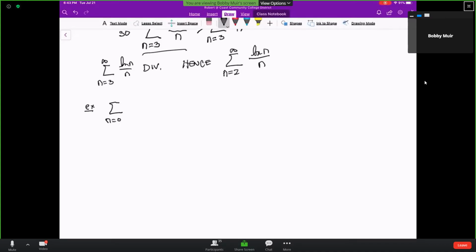The sum from n equaling 0 to infinity of 1 over n factorial, where we all know that n factorial is n times n minus 1 times n minus 2, down to 2 times 1. Now these numbers are getting huge fast, so I think this thing is going to converge.